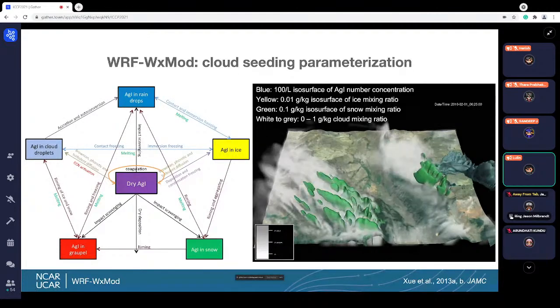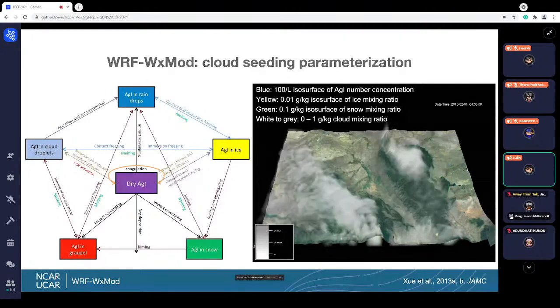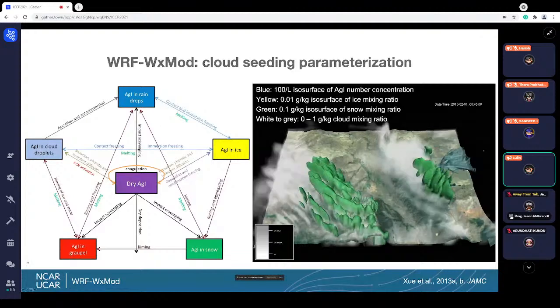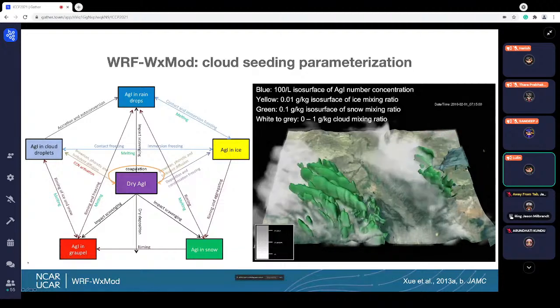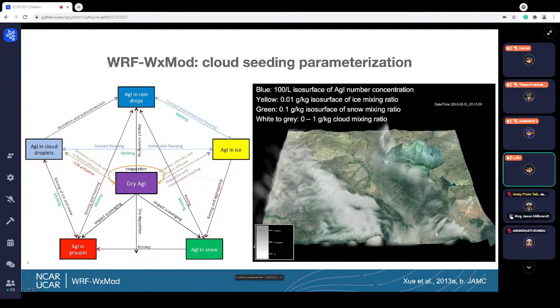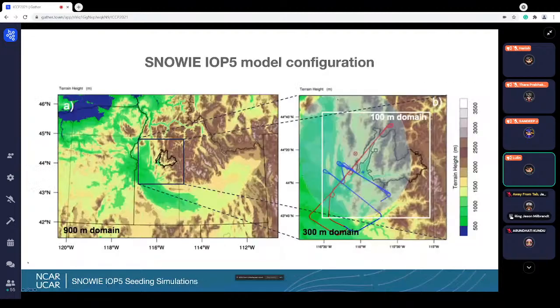So we conducted our WRF simulation using the parameterizations and schemes that we developed in the last decade. And here to show when the natural cloud forms as the white over the mountain, and if we release the silver iodide upwind, it will pass over the mountain, nucleate ice, and then form snow. So we have all the processes included to describe the microphysical impact of AgI particles on the cloud.